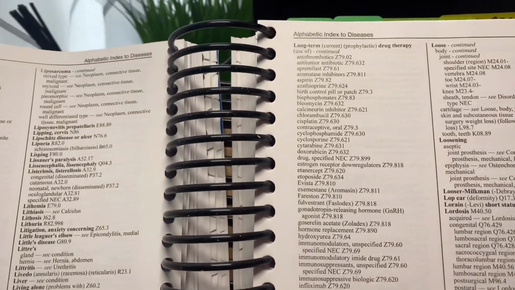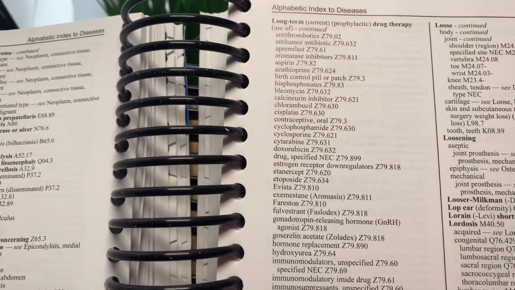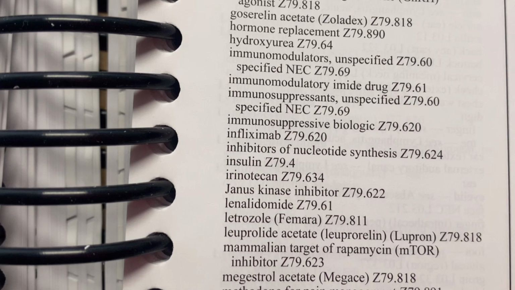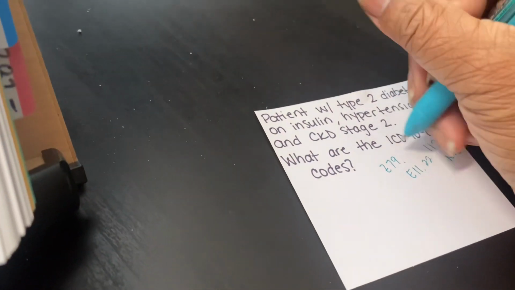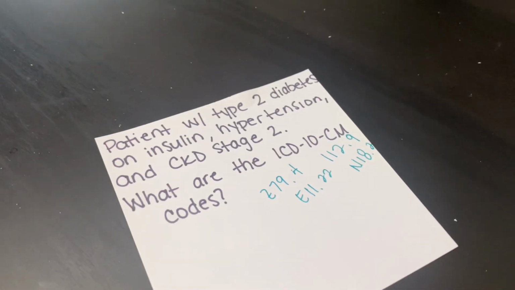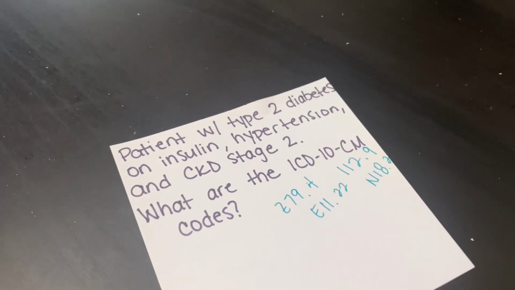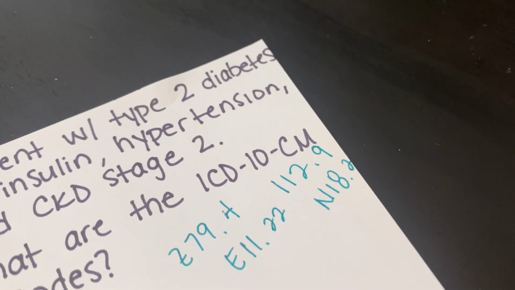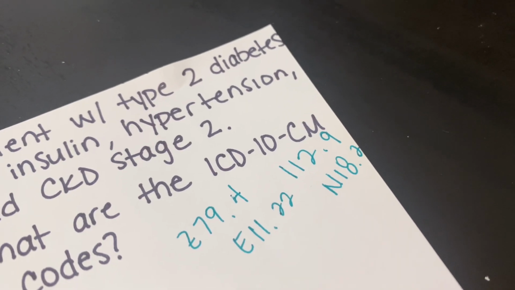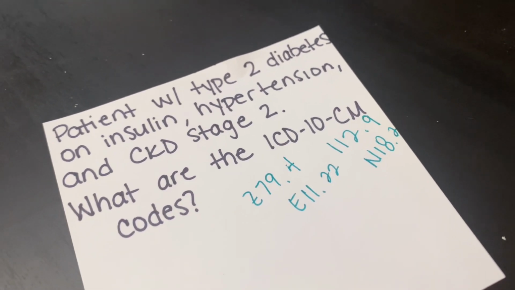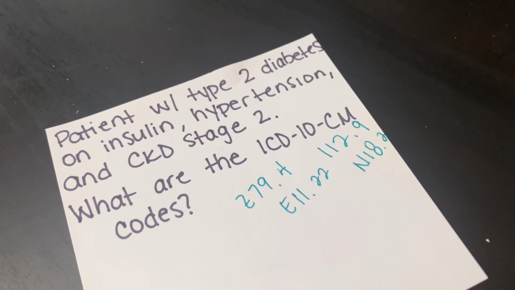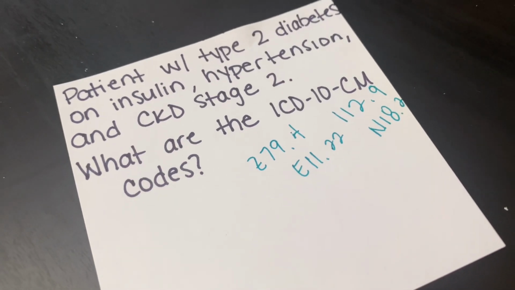And then when it came to the insulin, you'll have to go to long term and then look for insulin, Z79.4. So let's go ahead and put that 4 behind there. And now what we're going to do is go to these chapters and figure out how we're going to sequence these codes. The guidelines did tell us to use the N18.2 as an additional code to the I-12.9. So we know that those are going to be listed like that, but let's see if they want us to list the diabetes any specific way.